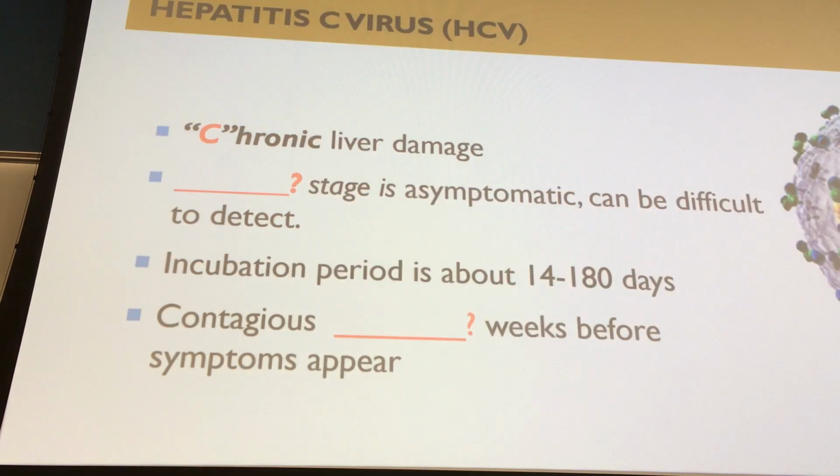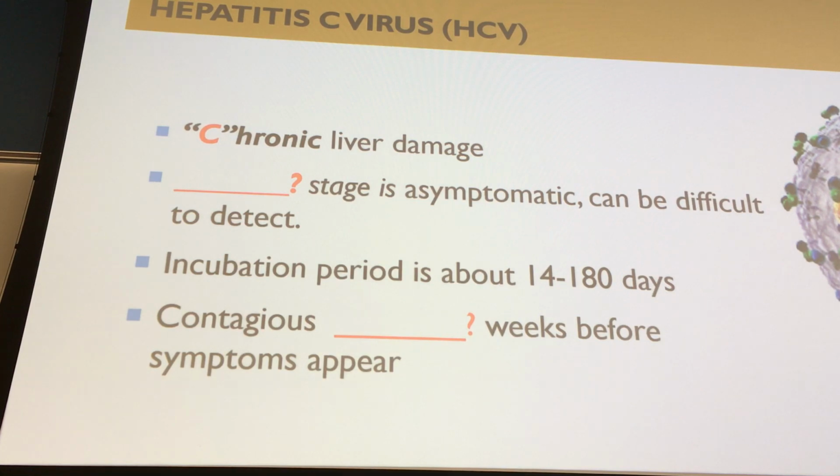All right. Okay, I know it's early, okay? We're hitting the hot spots here, okay? Hep C, okay? C, chronic, okay? C, chronic liver damage, Hep C, okay? Incubation period is 14 to 180 days.